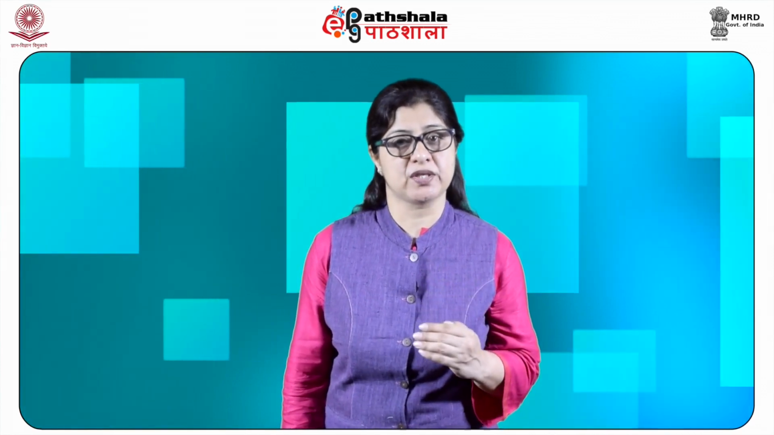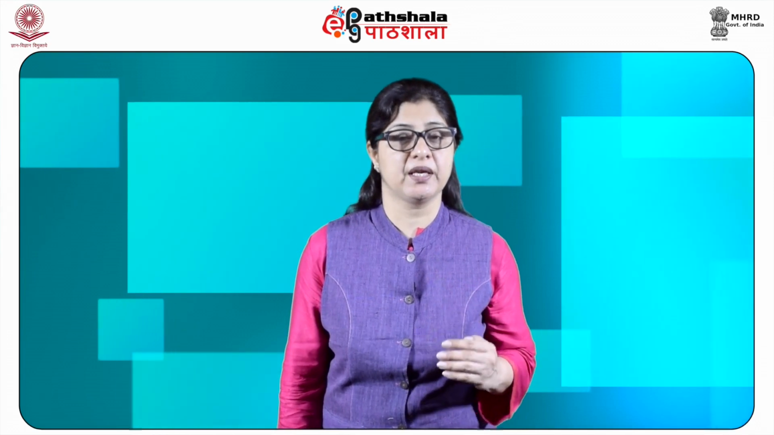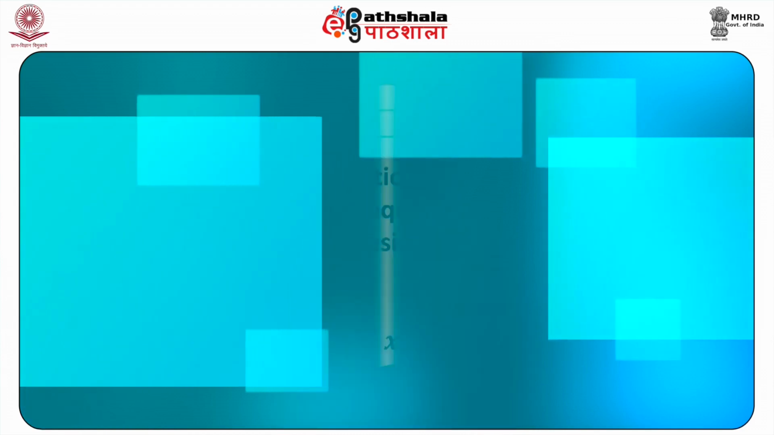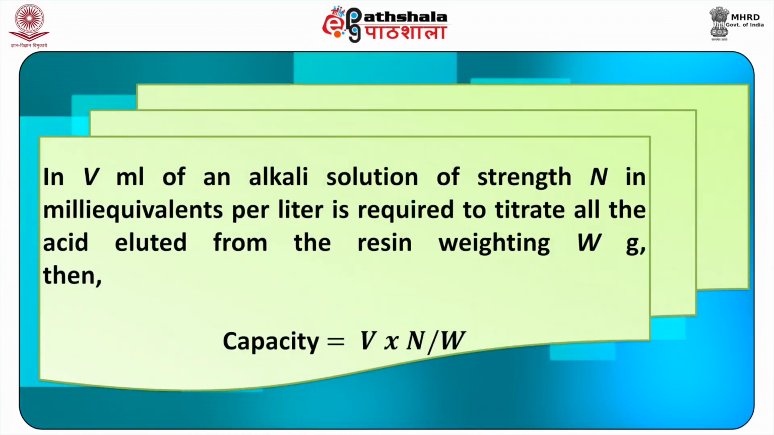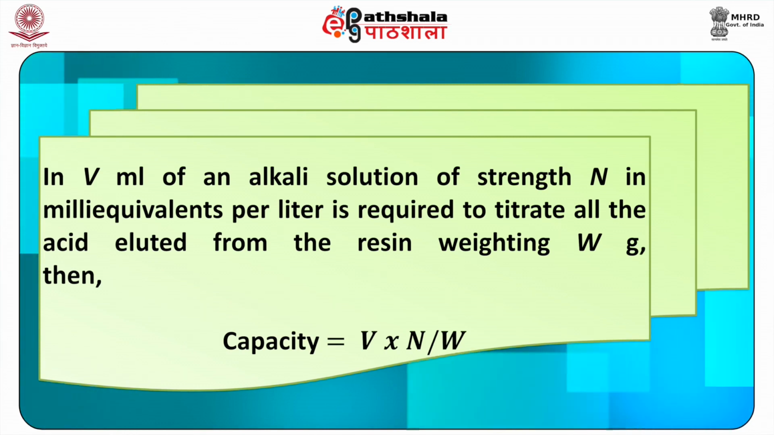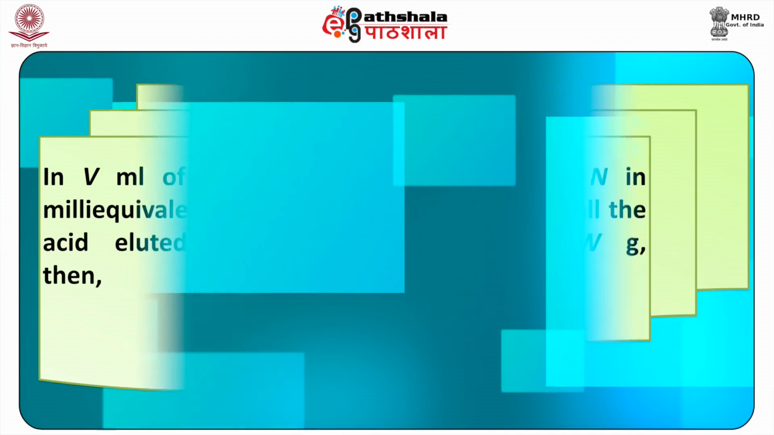A solution of sodium fluoride of a known concentration is passed through a column containing a known weight of the resin, and the acid eluting from the column is collected and titrated with a standard solution of an alkali. If V ml of an alkali solution of strength N in milli-equivalents per liter is required to titrate all the acid eluted from the resin weighing W grams, then the capacity would be defined as V multiplied by normality divided by W.